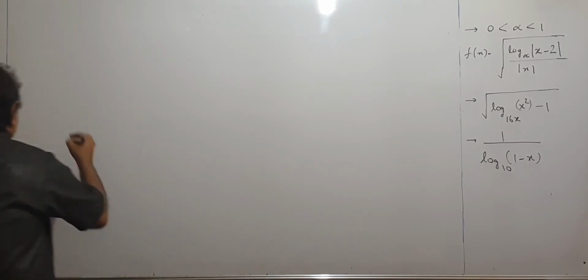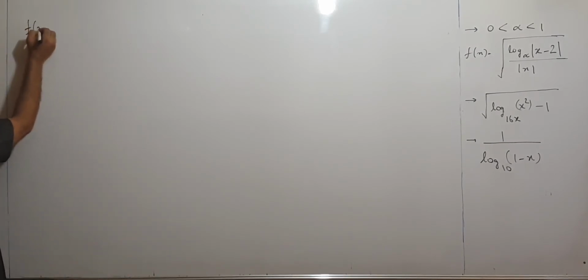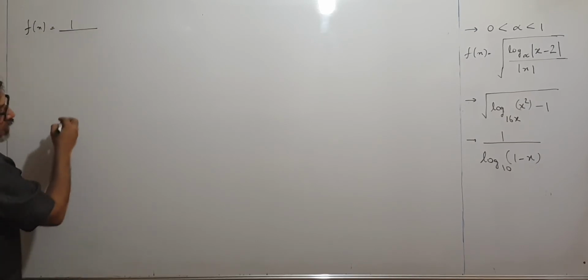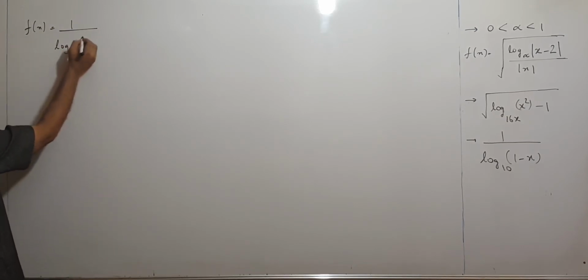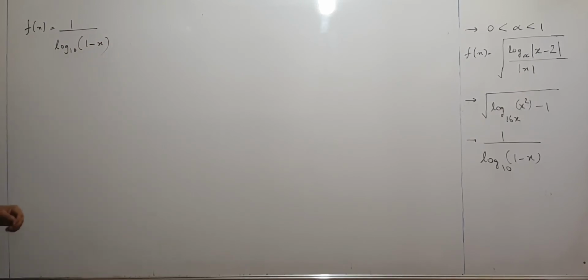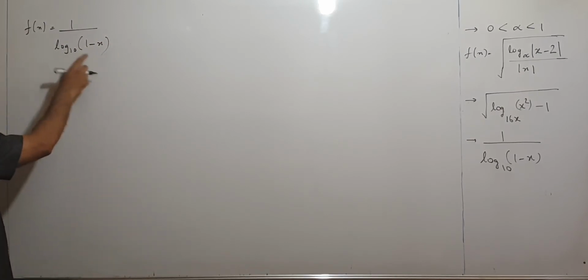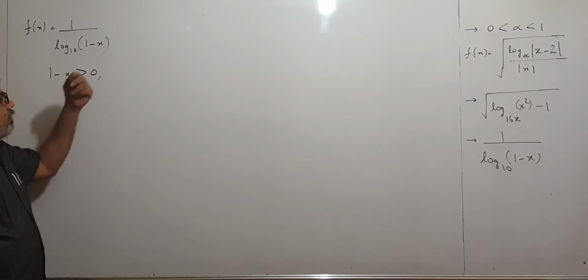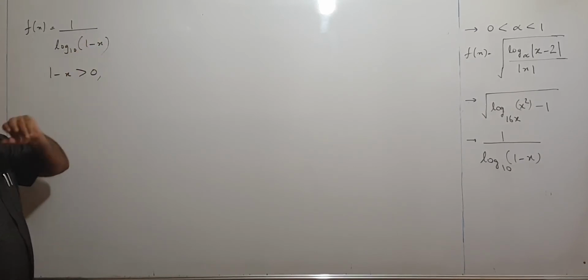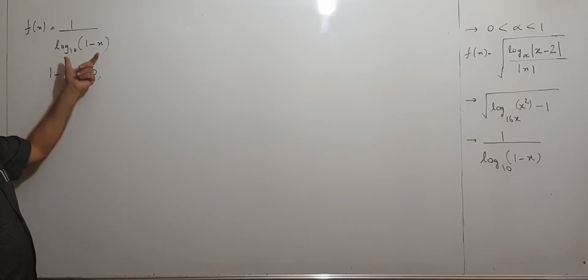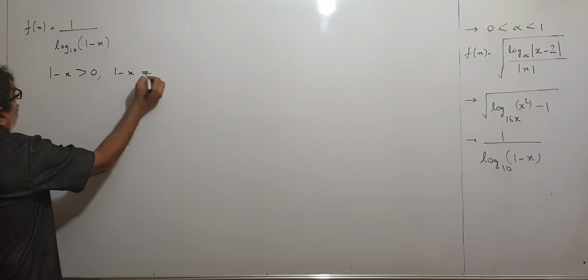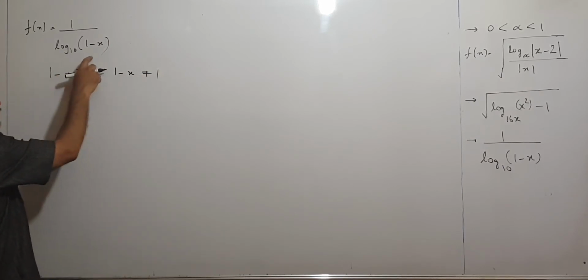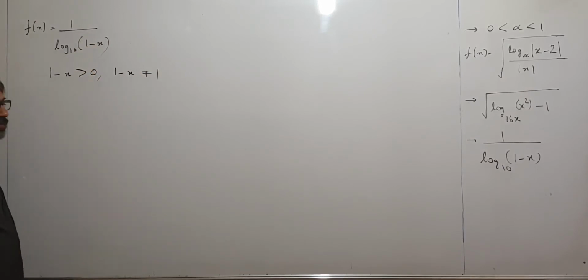Third one seems to be very easy, children. It is given to me that f(x) is 1 upon log of base 10 of (1 - x). So this should be positive, I know, otherwise log will not be defined. So 1 - x should be greater than 0. And remember, the log should not be 0 because 1 upon 0 will be undefined. So this will be 0 if 1 - x is 1. So 1 - x should not be 1, otherwise it will become log 1, which means 0, and 1 upon 0 will be undefined.